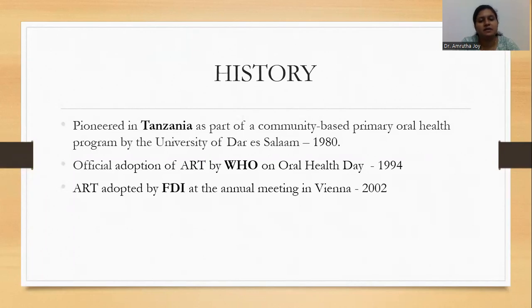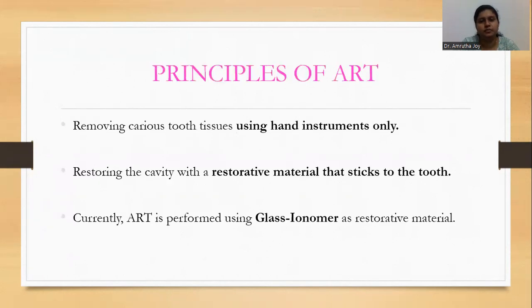ART was pioneered in Tanzania as a part of a community-based primary oral health program in the 1980s. The technique was adopted by WHO in 1994 and by FDA in 2002. Principles of ART: removing carious tooth tissue using hand instruments alone and restoring the cavity with a restorative material that chemically bonds to the tooth structure, and usually glass ionomer cement is used as the restorative material.